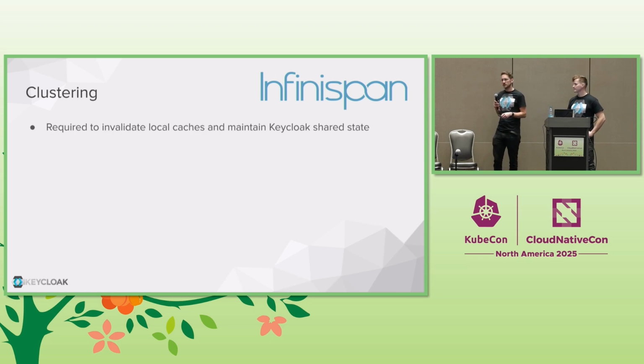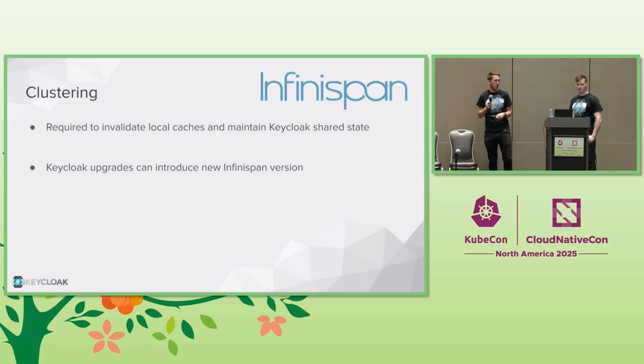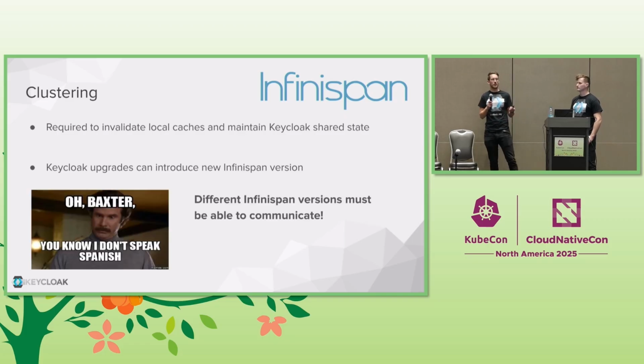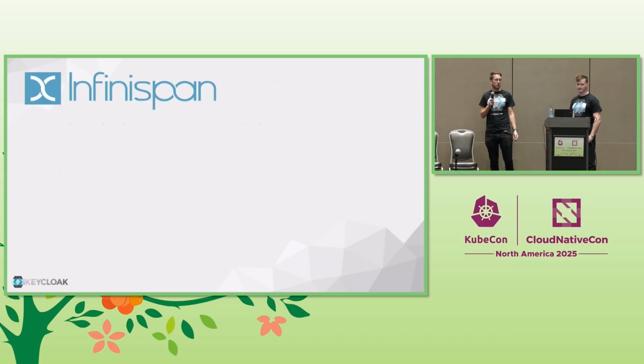We use Infinispan to form Keycloak clusters, and Infinispan is a distributed caching solution. It's used to invalidate the local Keycloak caches and maintain a shared state between the Keycloak pods. The challenge, though, is Keycloak can introduce new Infinispan versions within the Keycloak patch stream. So we need to make sure that these distinct Infinispan versions can also communicate as expected, so the cluster forms and continues to work. That's the challenge.